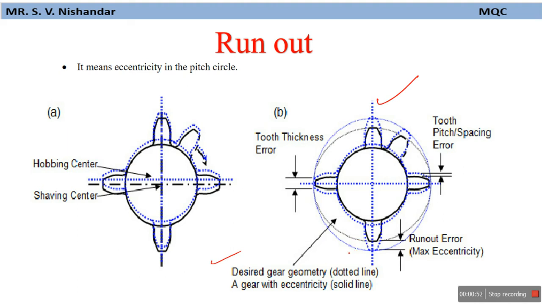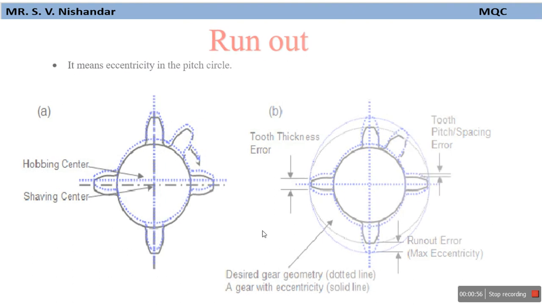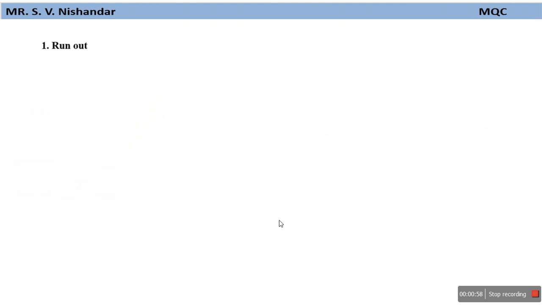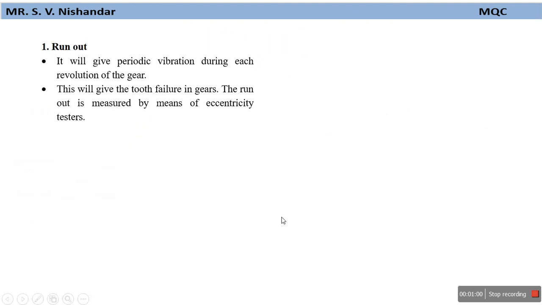So what type of errors occur if eccentricity occurs? The first is that it will give periodic vibration during each revolution of the gear, and the second is that it will cause tooth failure in gears. So how are we going to measure the runout?